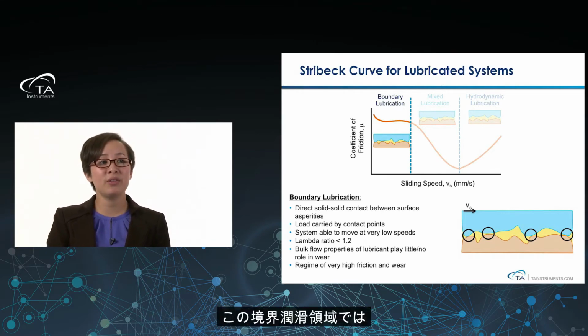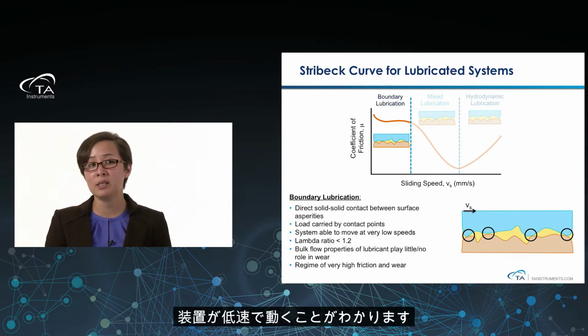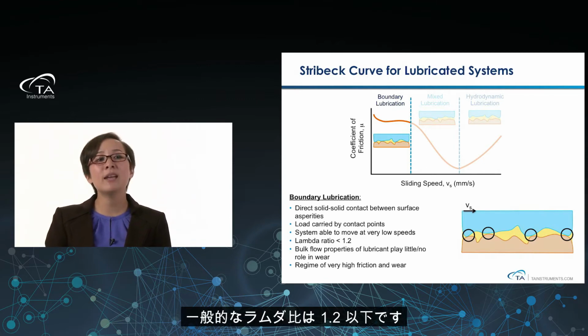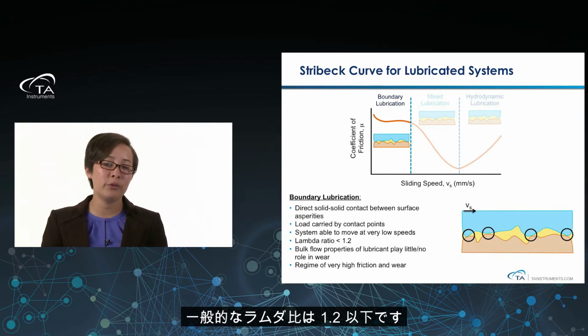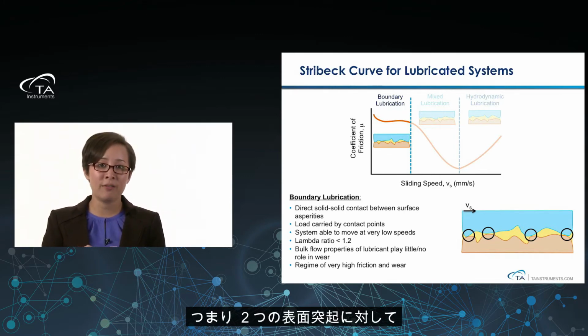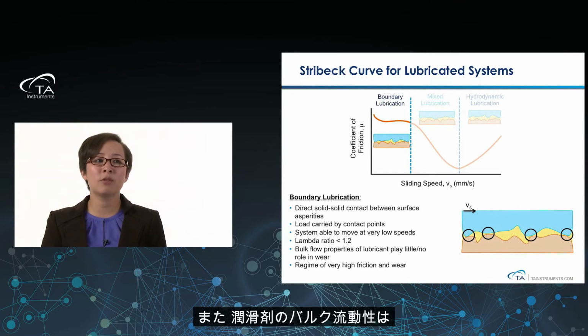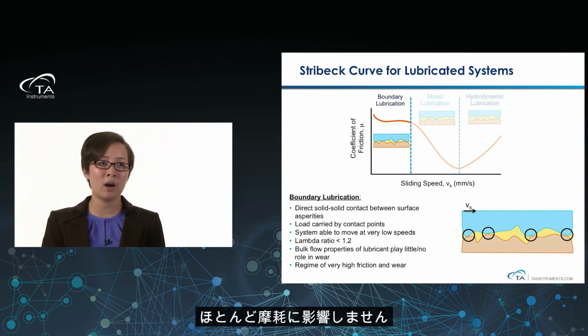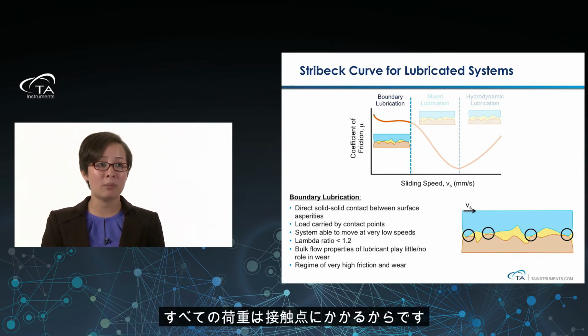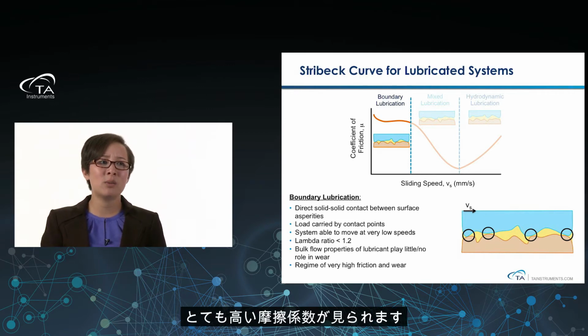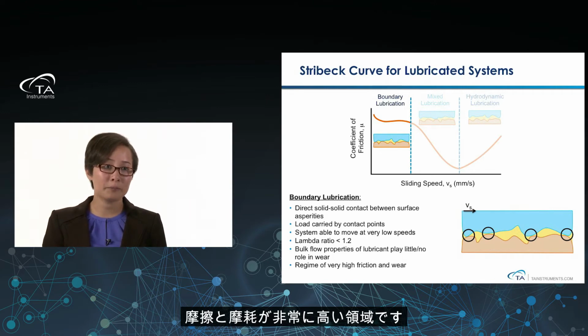You can see that the system is able to move at very low speeds in the boundary lubrication regime, and typically this lambda ratio is less than 1.2. That really means that you have a very, very thin film layer compared to the surface asperities of your two surfaces. Now, the bulk flow properties of the lubricant will play little to no role in the wear because it's just in between the surface asperities, and all that load is being carried by the contact points. So in this specific regime, we have a very high coefficient of friction; it's a regime of very high friction and wear.